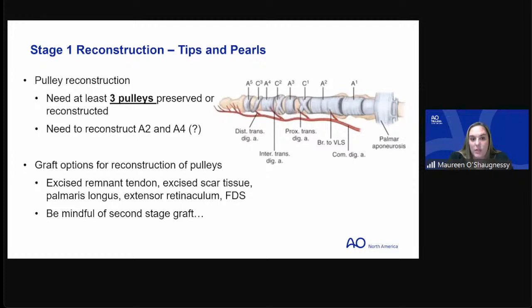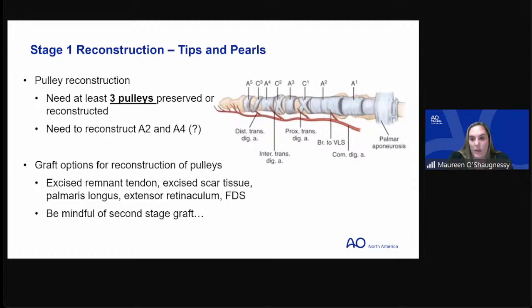So what do we use to reconstruct the pulley? You can really use a lot of different things. So my preferred is to use the excised tendon or some of the scar tissue. I do think that some of that scar tissue in there is strong enough, robust enough to perform a pulley reconstruction. You can also take palmaris, extensor retinaculum, or the FDS tendon.